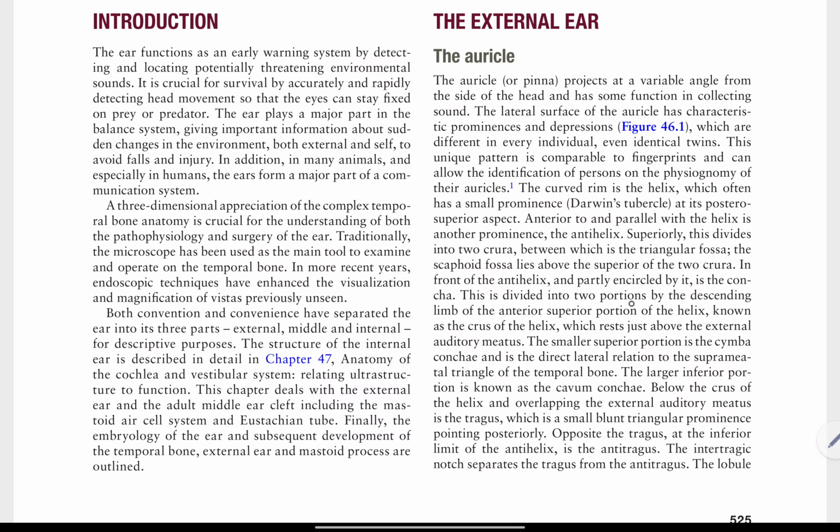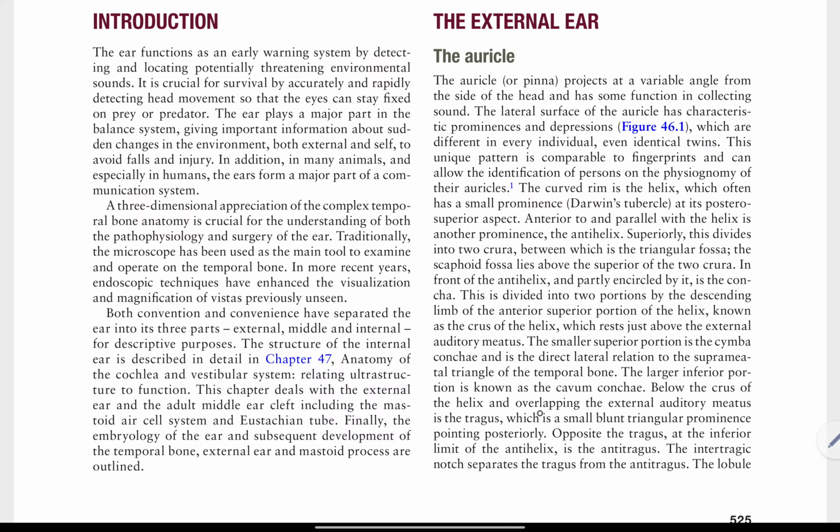This is divided into two portions by the descending limb of the anterior superior portion of the helix, known as the crus of the helix, which rests just above the external auditory meatus. The smaller superior portion is the cymba conchae and is the direct lateral relation to the suprameatal triangle of the temporal bone. The larger inferior portion is known as the cavum conchae.